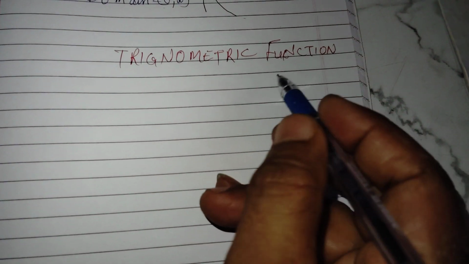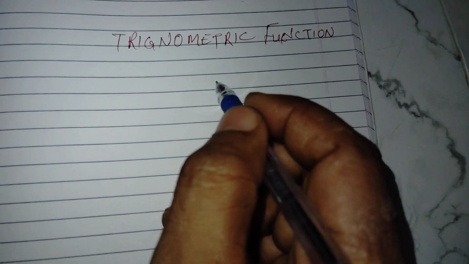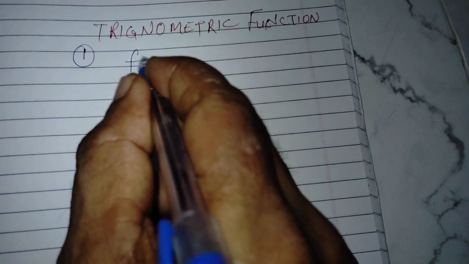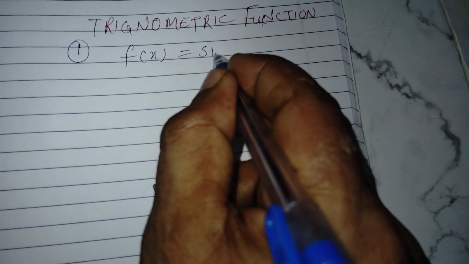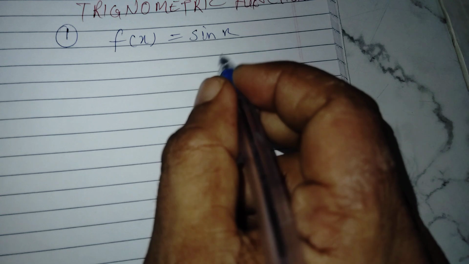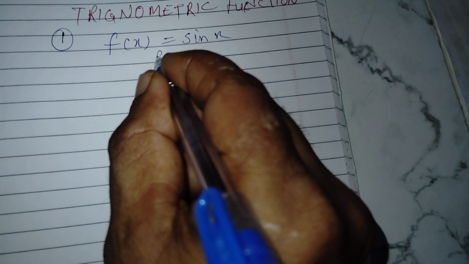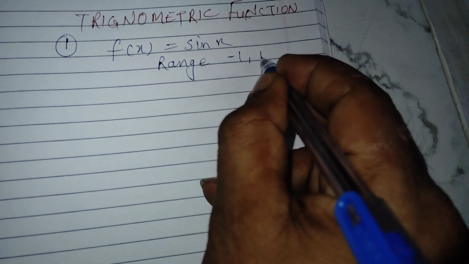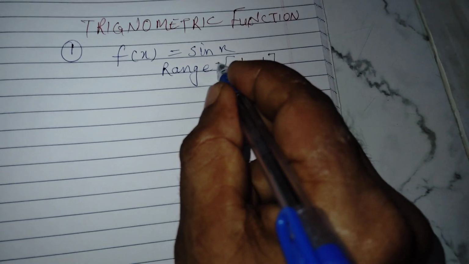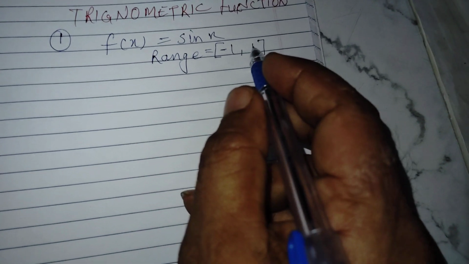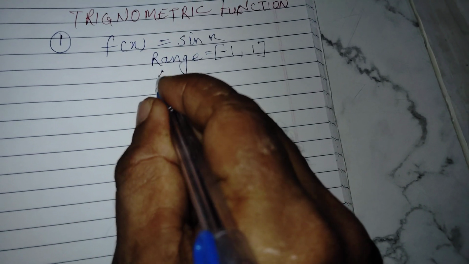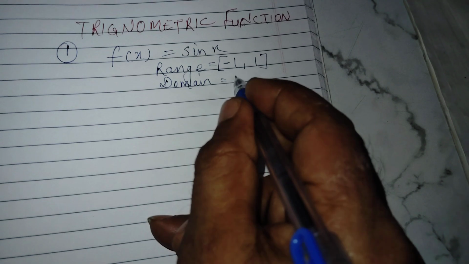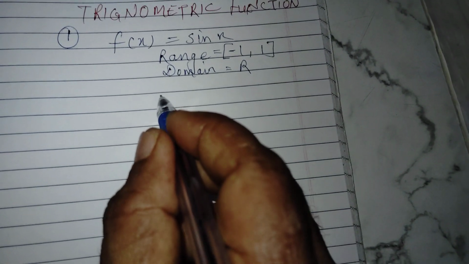Next, our topic is trigonometric functions. Trigonometric functions are sin theta, cos theta. These graphs are called trigonometric functions. So the first one is f of x equal to sin x. Remember, this is a trigonometric function. Here the range means output. It's -1 to 1. Range means the value of sine in output lies between -1 and 1. And the domain here is R. R means any number we can put. So the domain is R.